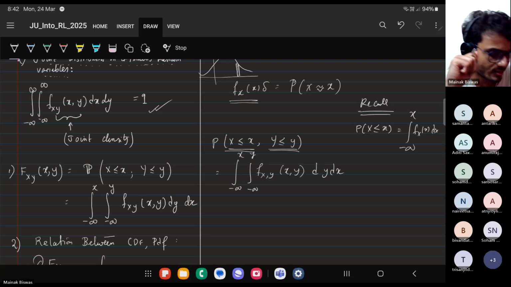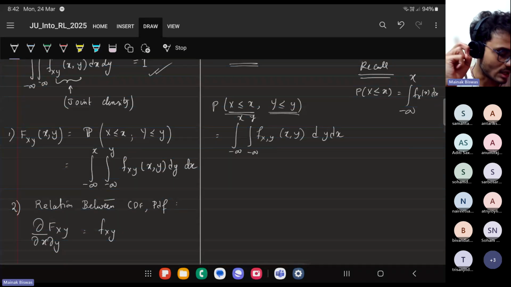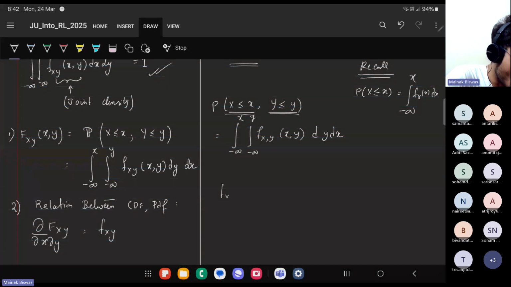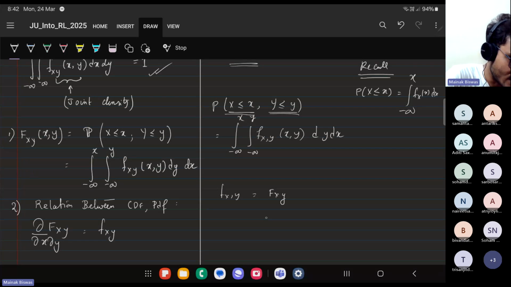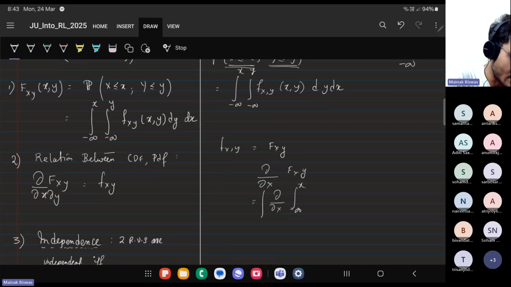Okay, fine. Now if I tell you to find f of xy from capital F of xy, can I do it with the same Newton-Leibniz theorem that we derived last time? If I take the derivative with respect to x, what will it be? Since y is not integrable over x, I'll take y inside and then I'll put f of x, y, dx dy.